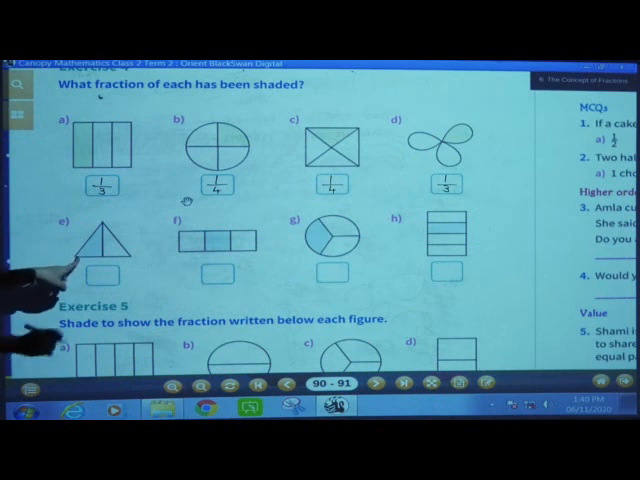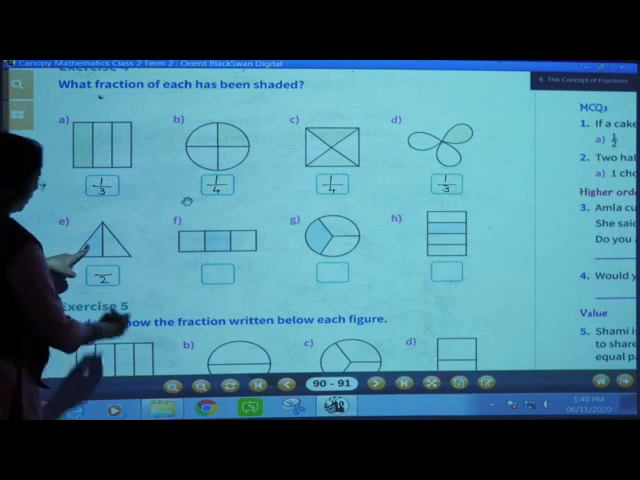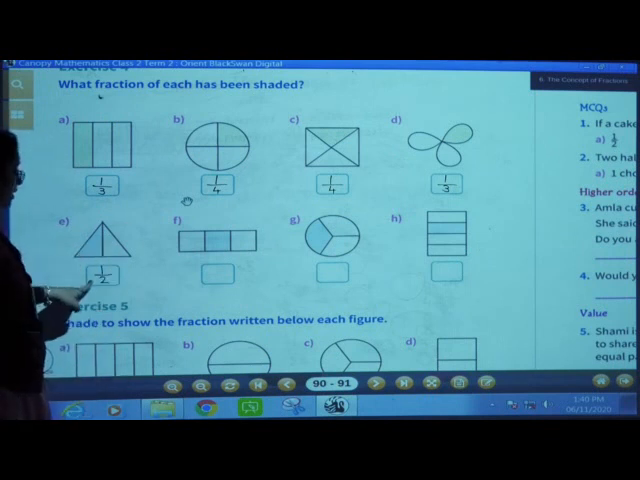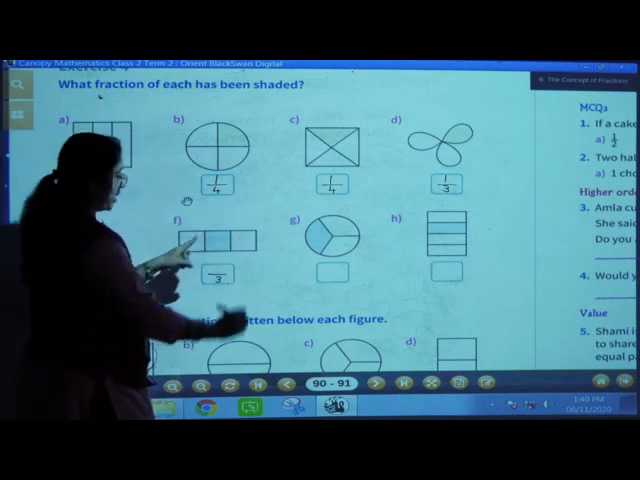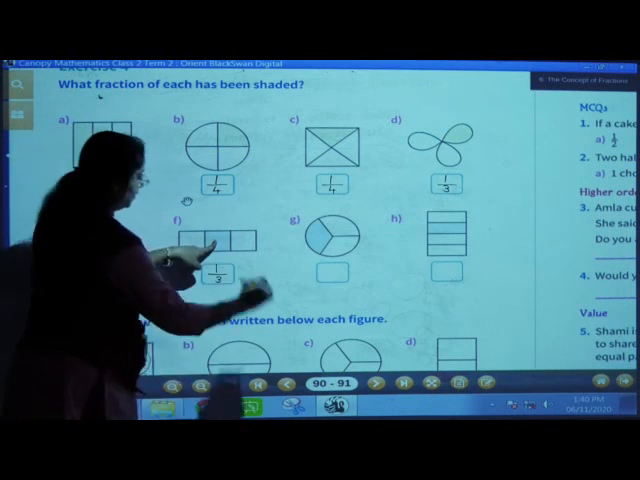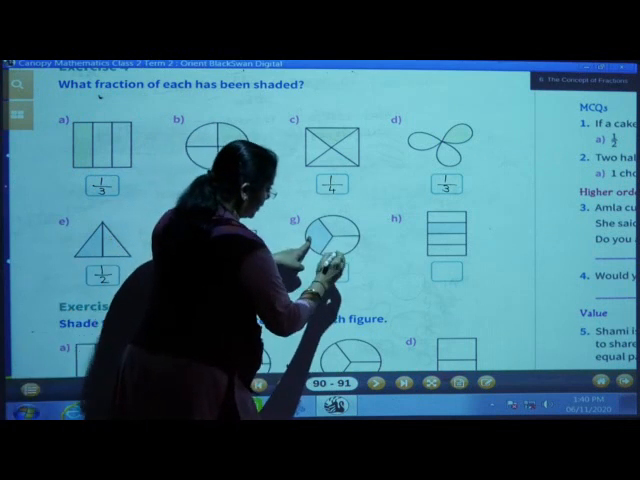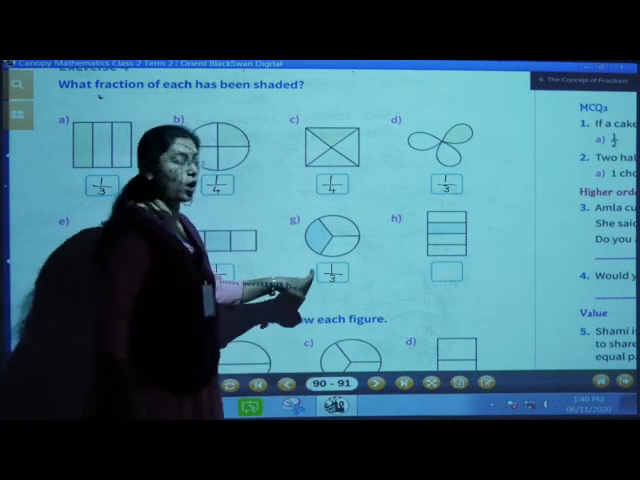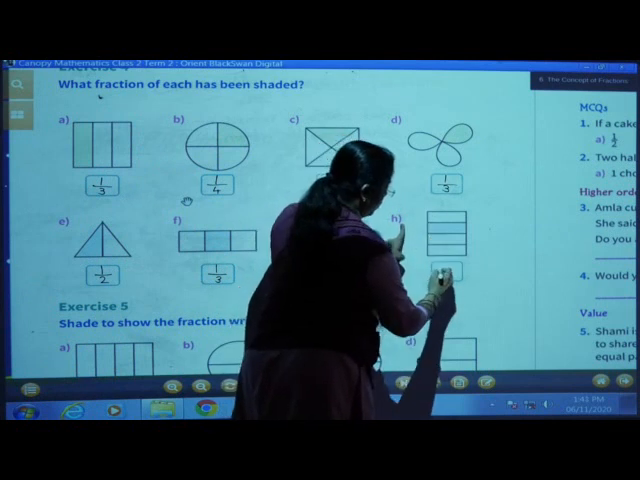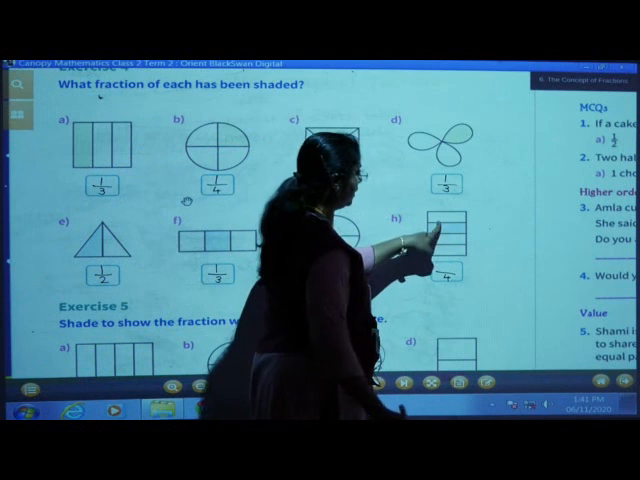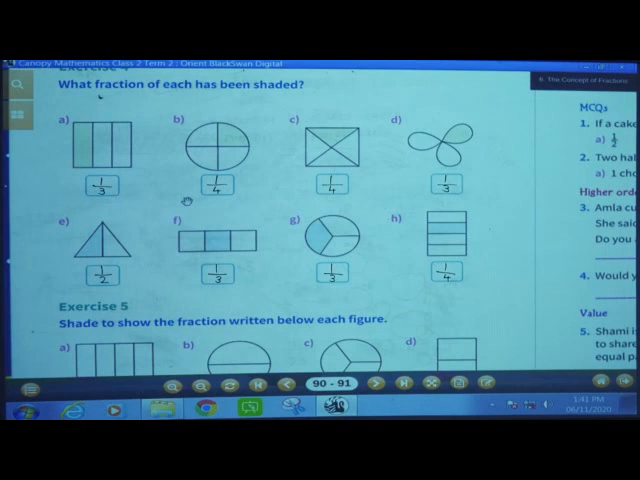This one, equal parts 2 and one part has been shaded. So we have to write here 1. And this is called half. Equal parts 3 and shaded part 1. So this is 1/3. G number, equal parts 3 and shaded part 1. So this is 1/3. Here equal parts 1, 2, 3, 4. So write down 4 here and shaded part 1. So this is quarter. Understood?